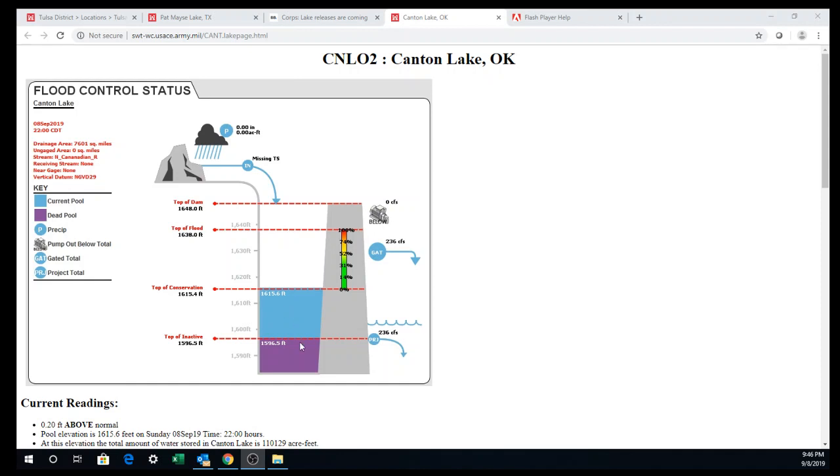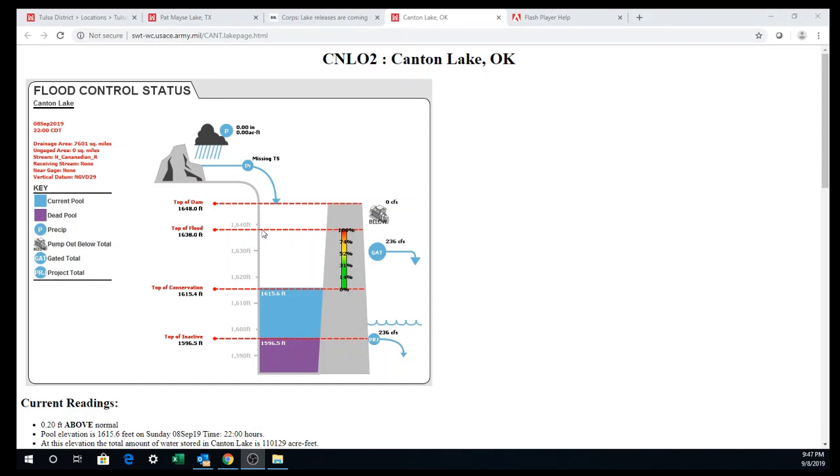Above the conservation zone, you have the flood zone, and this is where water is set aside temporarily to try to help alleviate downstream flooding impacts. Here you can see that on this particular date, this is 08 September 2019, that you're slightly into the flood pool. So you have a top of conservation at 1615.4, and the current elevation is 1615.6, so you're 2/10 of a foot into the flood pool. Here you have the top of the flood zone at 1638.